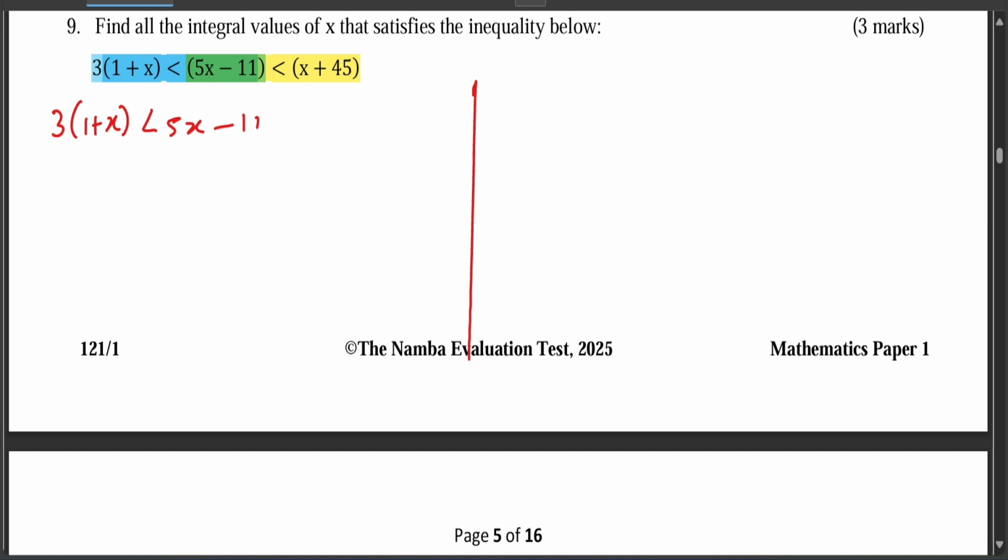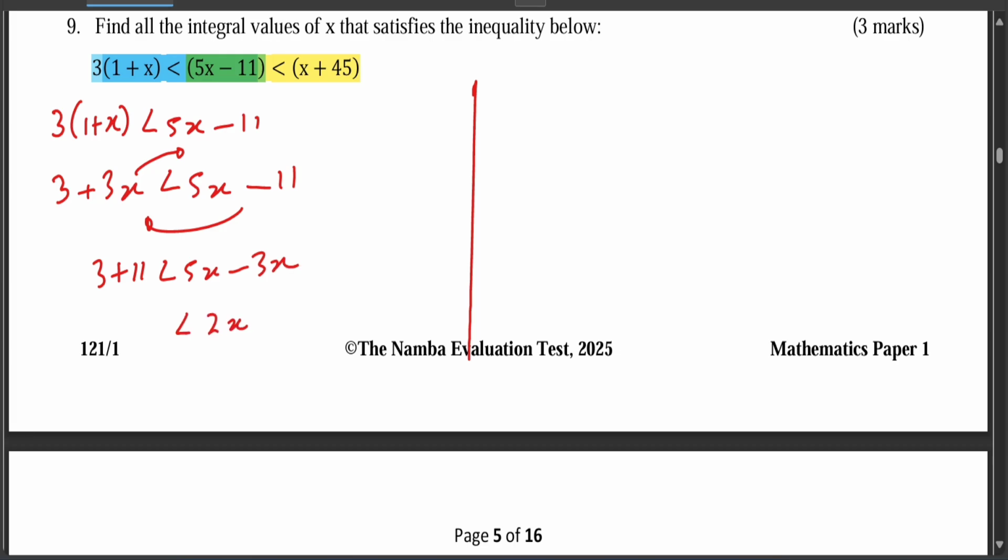So 3 into bracket 1 plus x, so just cross multiply. Now 3 times 1 is 3, 3 times x is 3x, which is less than 5x minus 11. So take 3x to the other side, negative 11 to the other side, so it gives you 3 plus 11, which is less than 5x minus 3x, which gives you 2x, which is greater than 14. Divided by 2, you'll get x, which is greater than 7, or 7 is less than x.